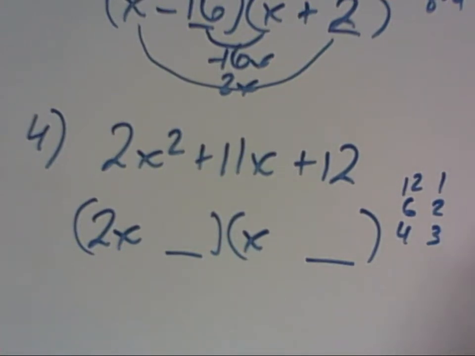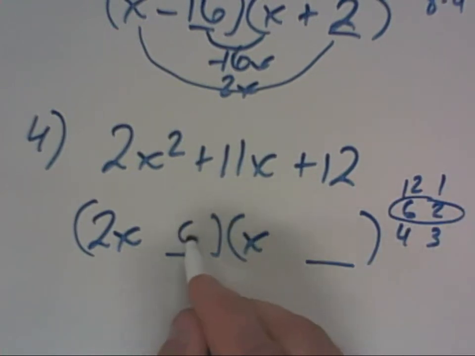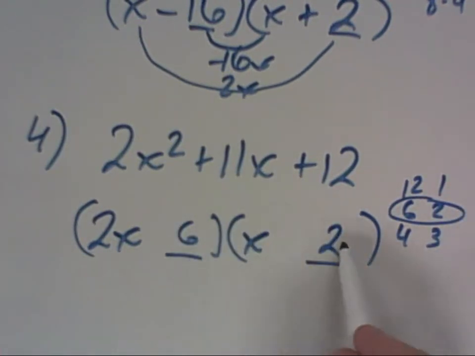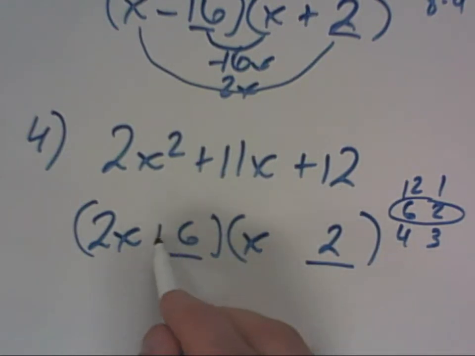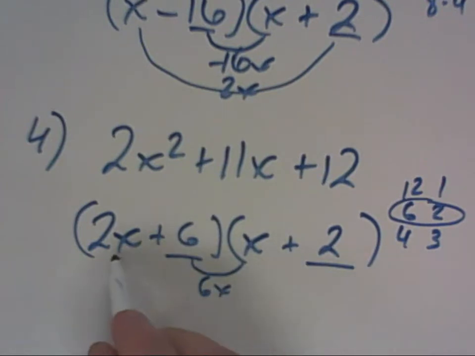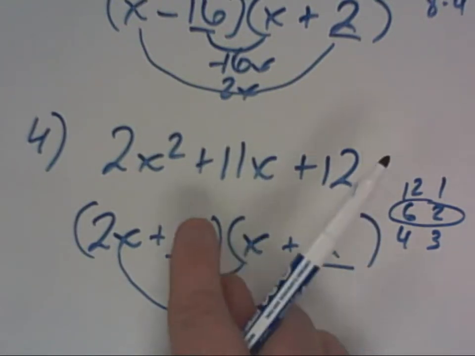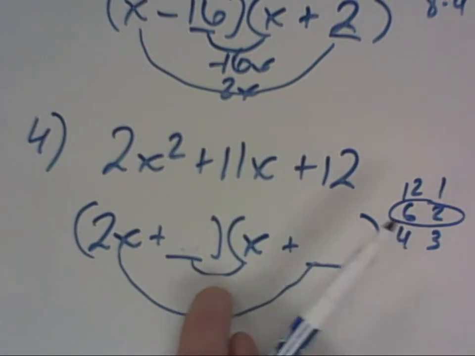So this is going to be a trial and error thing here, because right now there really isn't anything that's going to give me a positive 11, and that's okay, because what I could do is I could try, let's say I start with a 6 and a 2, and let's say I put a 6 here and a 2 here. I know that 6 times 2 does give me 12, and I know that they're both going to be positive because I need a positive 11x, and they have to be the same sign to give me a positive 12. But if I take 6 times x, that's 6x, 2x times 2 is 4x, and 6x plus 4x is 10x, not 11x. So 6 and 2 isn't going to work. I'm going to have to try something else.